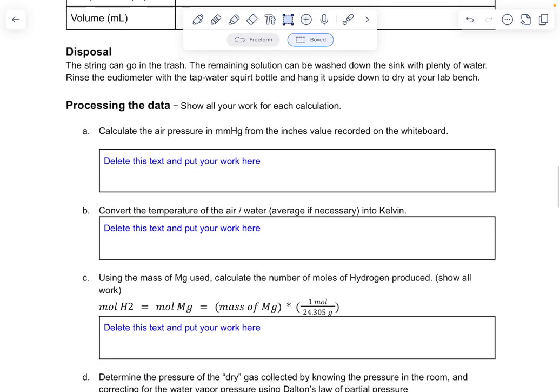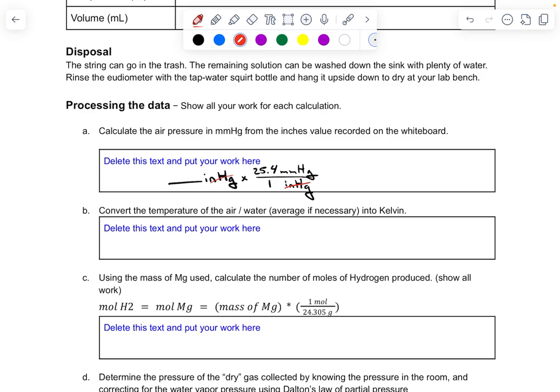The first thing is you're going to calculate the air pressure in millimeters of mercury. Hopefully many of you did this while you were doing the lab, but whatever I gave you in inches of mercury, you're going to then convert it. We're going to put inches of mercury on bottom, millimeters of mercury up top. Now, I gave you the conversion in class. If you weren't here, you missed it somehow. The conversion is 25.4 millimeters equals 1 inch. All right, from that, you can cancel out your inches of mercury and leave you with millimeters of mercury.